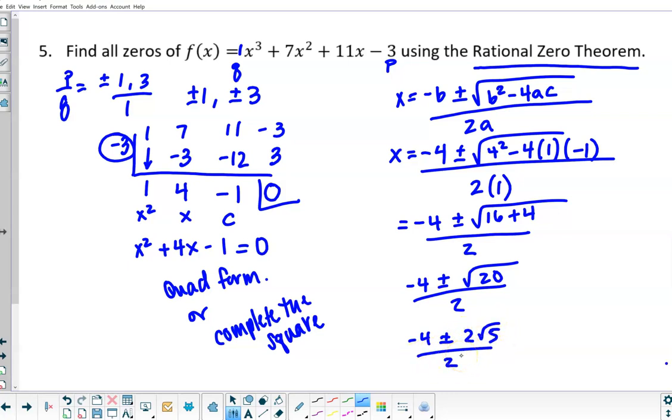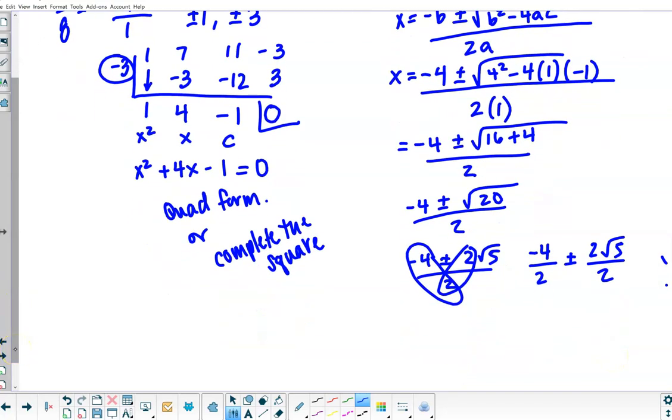Now what we want to do is try to simplify this. So the -4 over 2, and then anything that's outside of the radical can be divided by 2. You can also think of it as -4 over 2 plus or minus 2 square root 5 over 2, and then you're simplifying that. So this gives me -2 plus or minus square root 5. Completing the square would have been much quicker, but I wanted to show you the quadratic formula again too. Either way is fine.